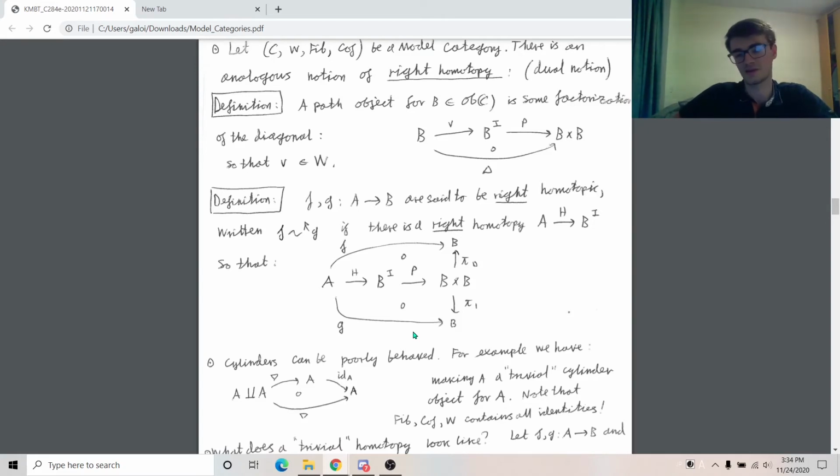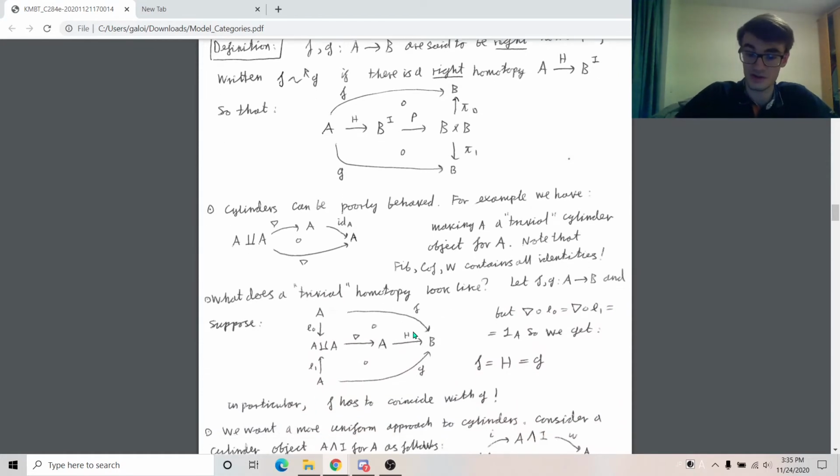But we will only talk about left homotopies, because we will see that if we restrict our category down, eventually we will have the left and right homotopies coincide. And the path object in topological spaces is just the set of maps from the unit interval into B with a certain topology. But as you can see, it's quite nasty to work with this. It's much nicer to work with a cylinder object.